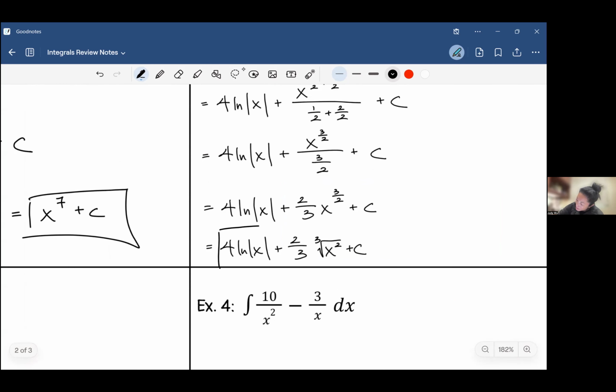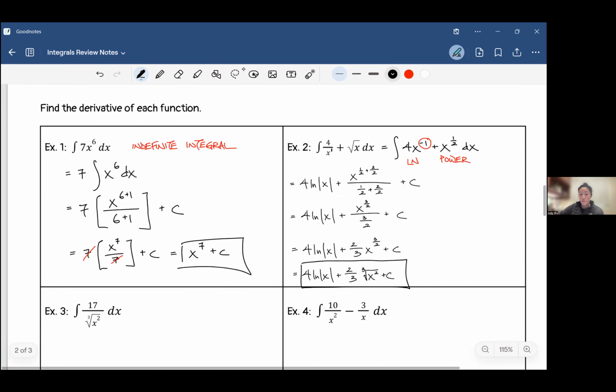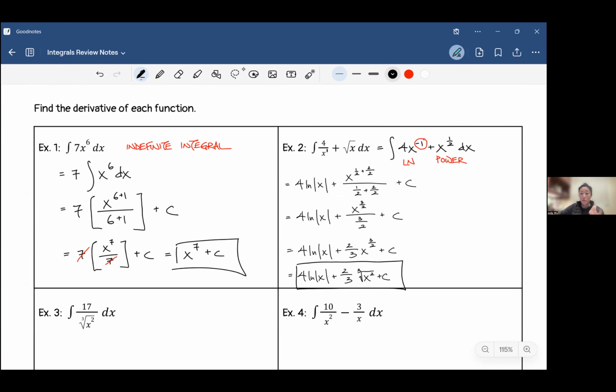So final answer, we always want to respond in the way that a question was asked. And so since it was given to us with radicals, we want to make sure we go ahead and answer in radicals. Okay.